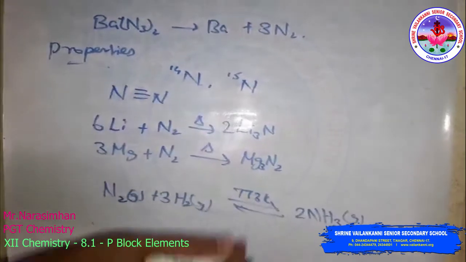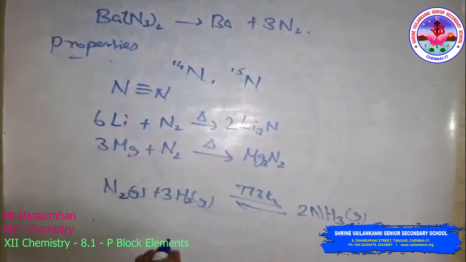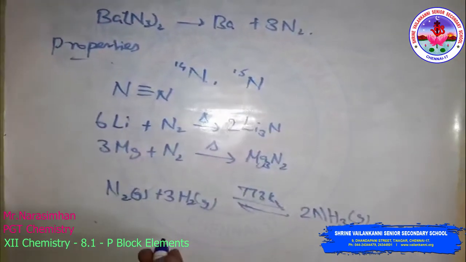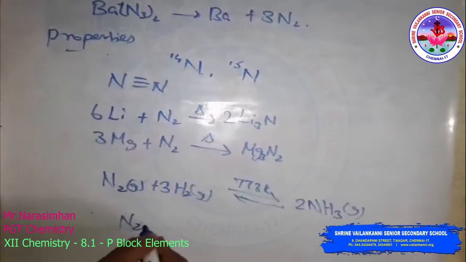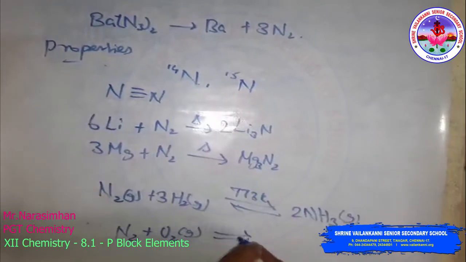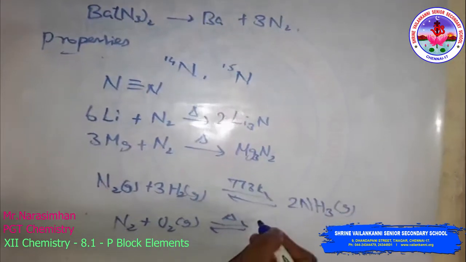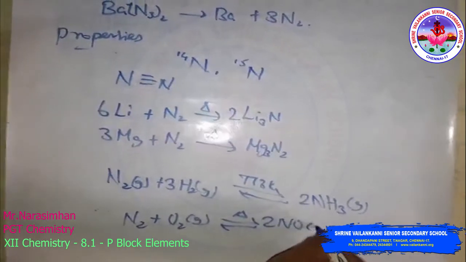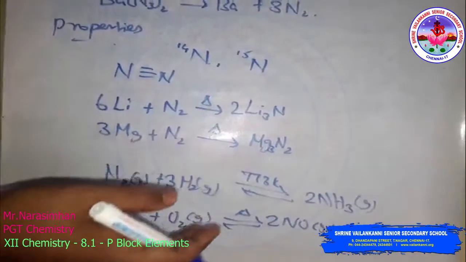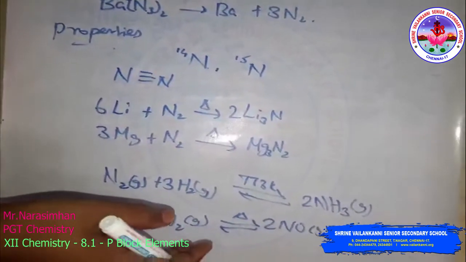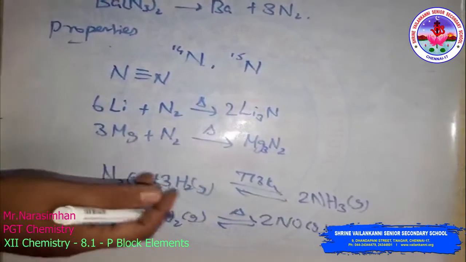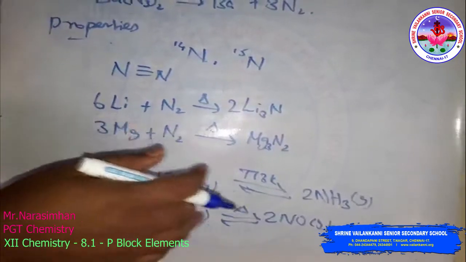Dinitrogen combines with dioxygen only at very high temperature, nearly 2000 Kelvin, to form nitric oxide. That is, N2 reacts with oxygen on heating to form nitrogen monoxide gas. Then the uses of nitrogen: manufacture of ammonia, in biological material, as a refrigerant, in food industries, that is food items, and in cryosurgery.